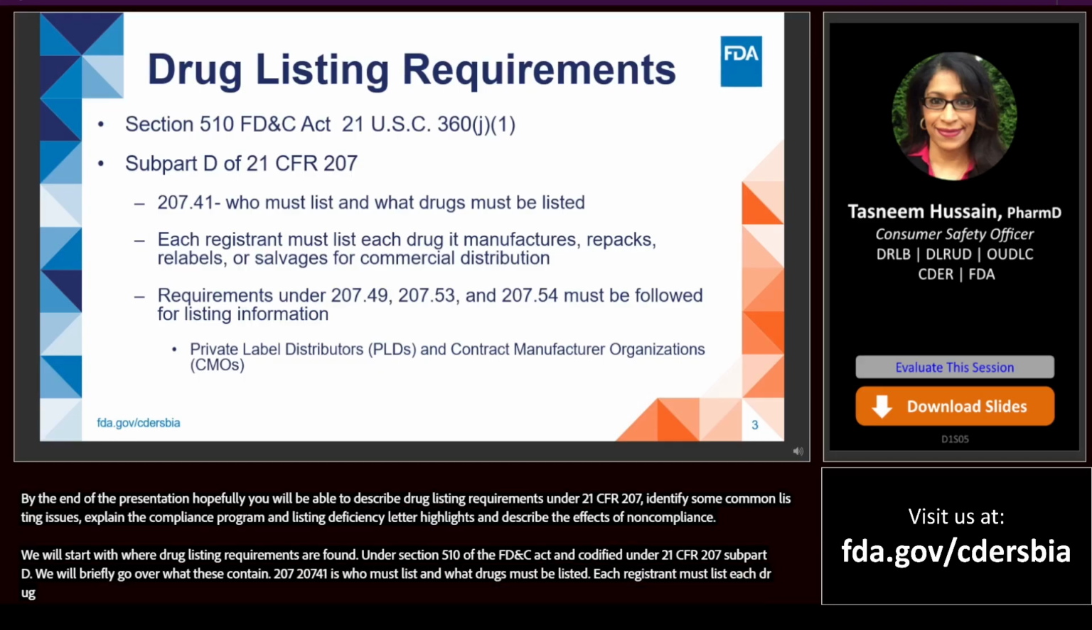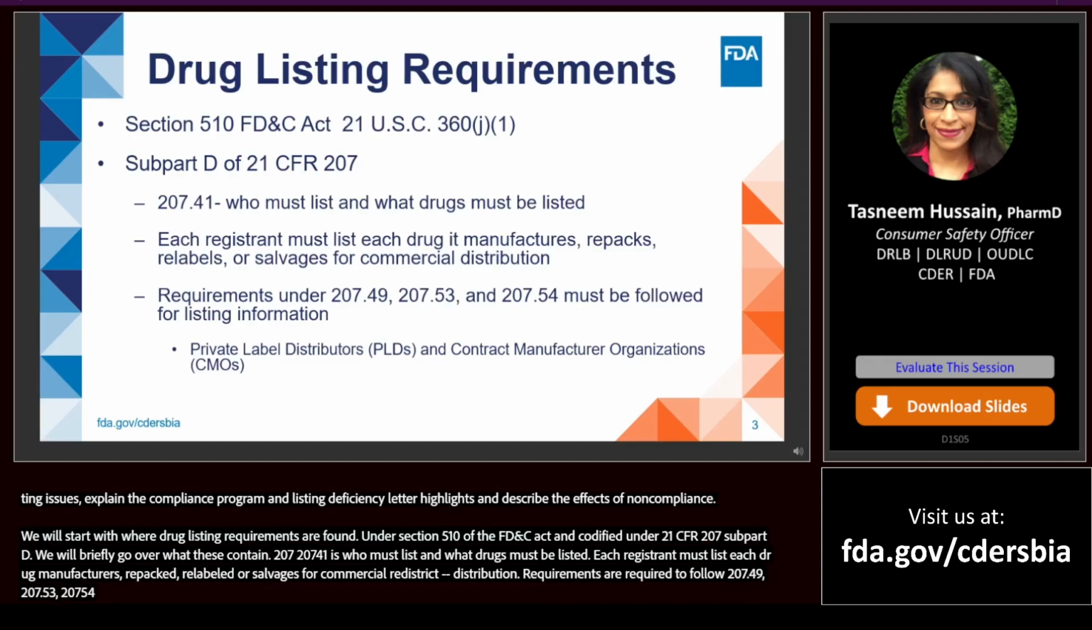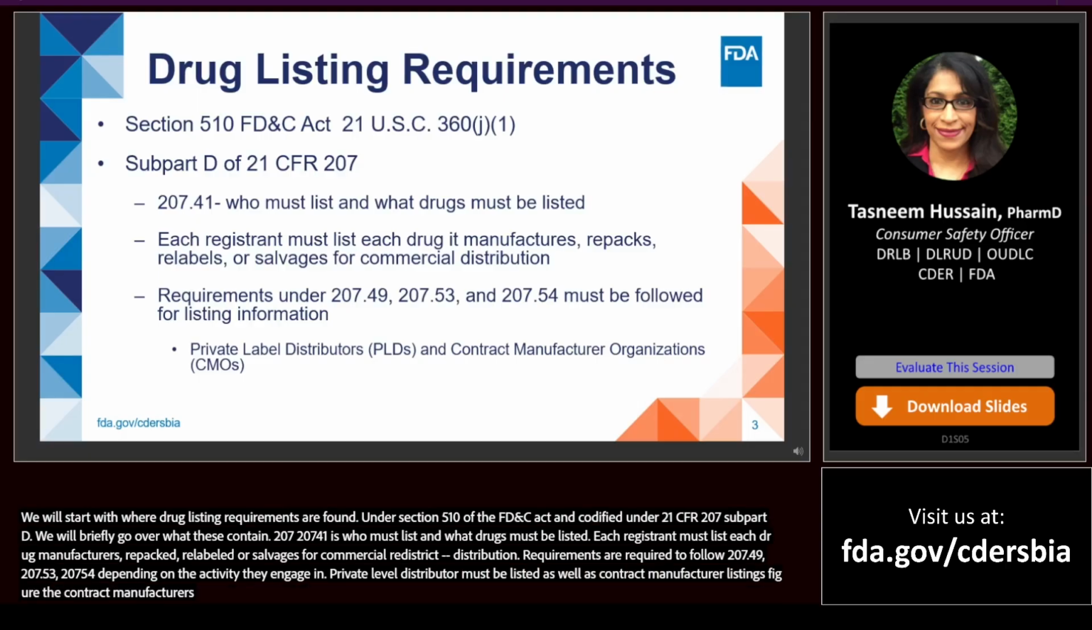Remember, the registrants are required to follow the requirements under 207.49, 207.53, 207.54, depending on the activity that they engage in. Remember, private label distributor listings must be listed, as well as contract manufacturer listings. The contract manufacturer is ultimately responsible for making sure drug listings are submitted for each product that they are listing.